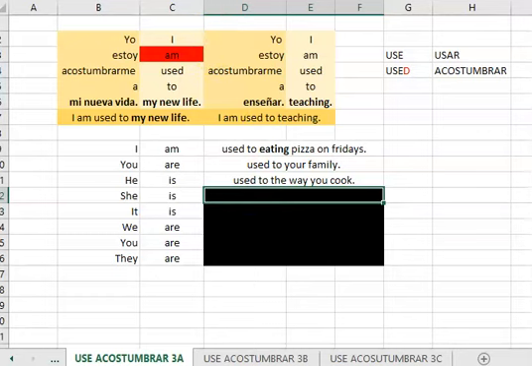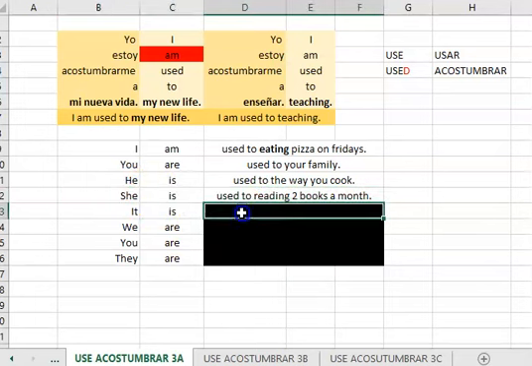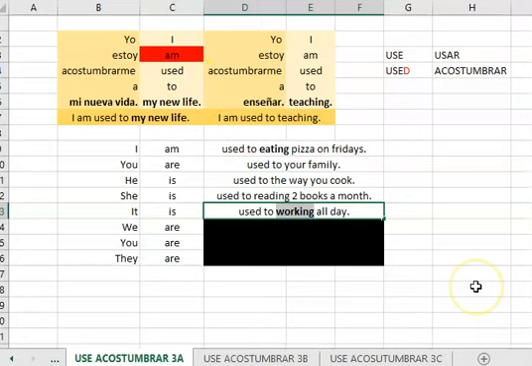She is used to reading 2 books a month. What would this be in Spanish? Awesome. Let's continue. It is used to working all day. When we're talking about it, we're talking about a thing. So maybe an air conditioner or some type of machine that is used to working all day. Notice that the verb working is in the gerund form. It's with the ing because this is the rule when using used to.